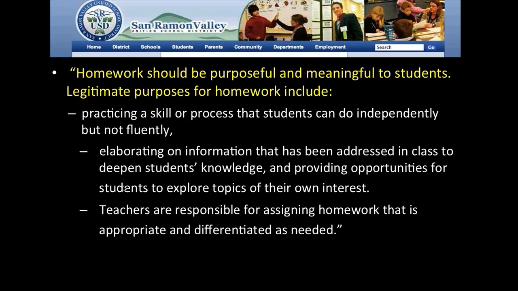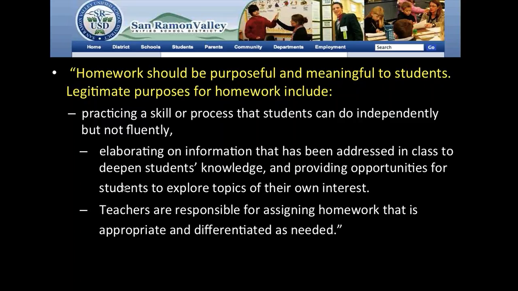Or one like this where it says homework should be purposeful and meaningful to the students, and here's some legitimate purposes. Now, teachers are responsible for assigning homework that is appropriate and differentiated as needed. As needed. If every student is getting the same homework assignment every night, something's wrong. If they're getting a different homework assignment every night, that could be a little bit crazy too. But maybe we go into a unit and think we're going to start at the beginning assuming everybody's on the same level, but as they show different levels of proficiency or a lack thereof, then the type of homework or what they're getting is going to meet their needs because it's not the completion of it.